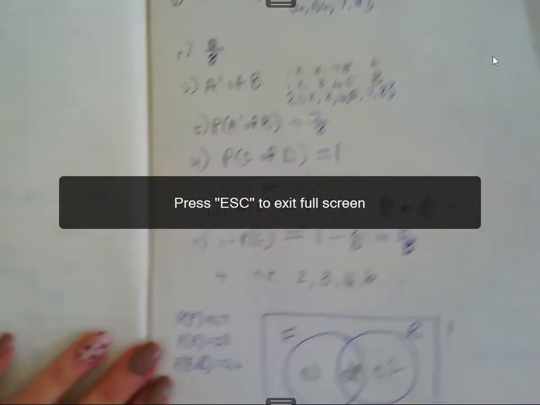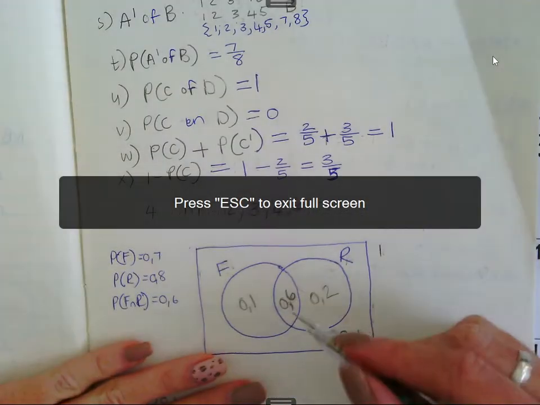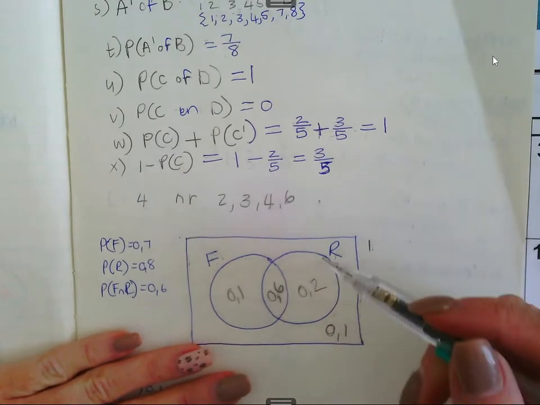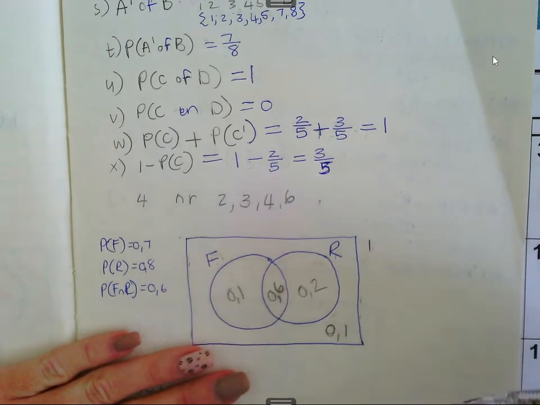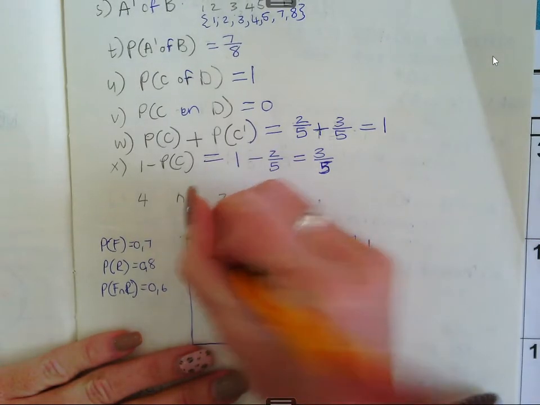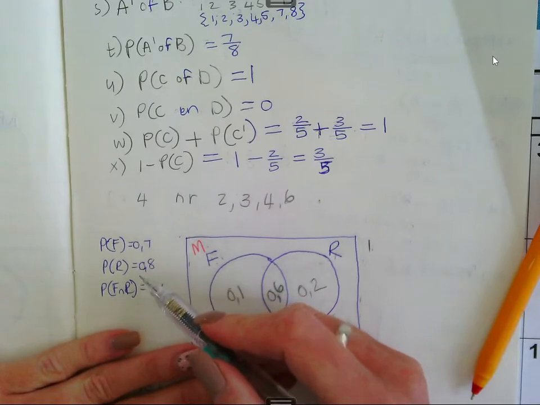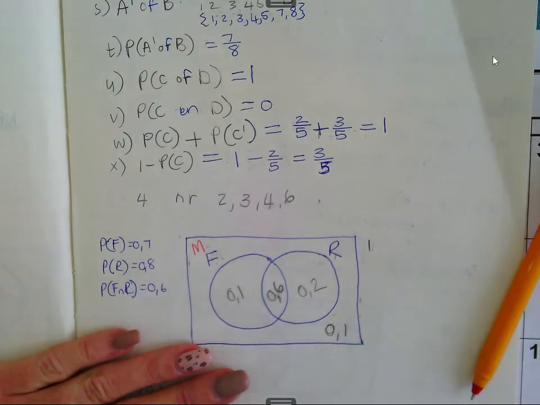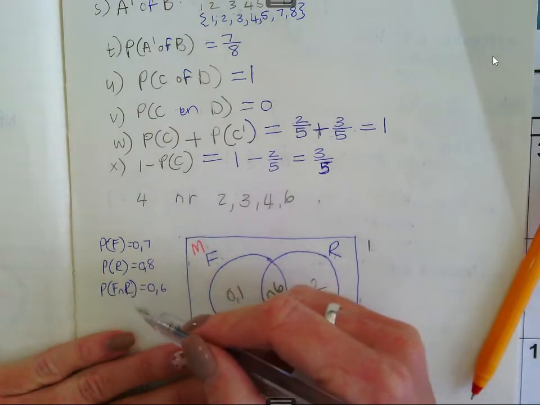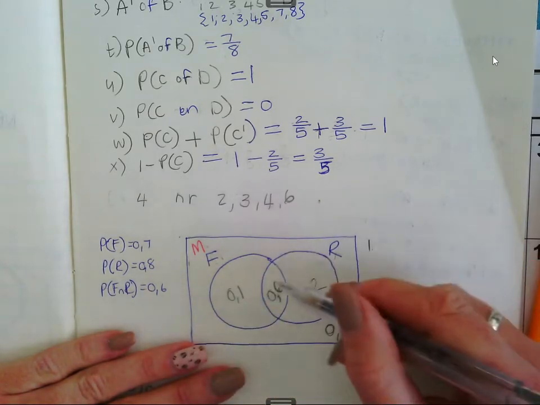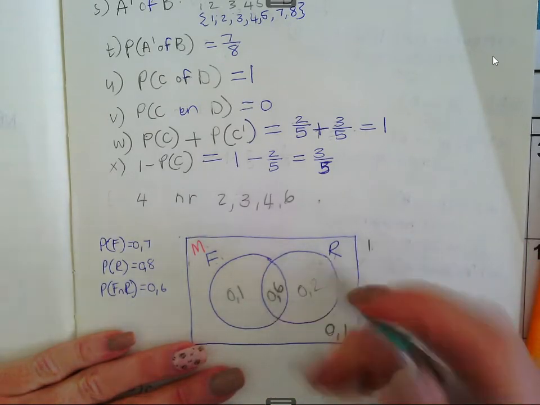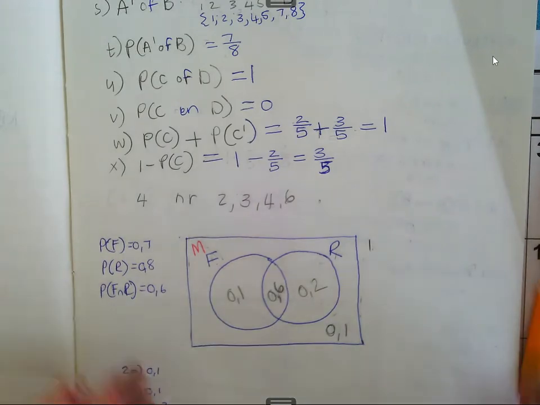Okay, let's mark this. They said it's the probability of going to the movies and going to a restaurant. The probability of movies is 0.7, the probability of a restaurant is 0.8, and the probability of movies and a restaurant is 0.6. Always start in the middle, and when you work your way out, you have to subtract.